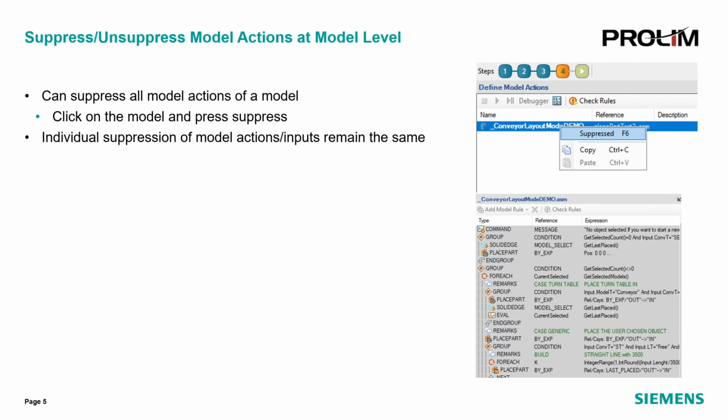Next, we have the option to suppress and unsuppress the model actions at the model level. As you can see from the screenshot attached here, if you select the conveyor layout mode demo, it gives you an option to suppress all the model actions at the same time. In the previous version, you were able to do it individually for each model action, but now you can suppress all the model actions at the same time. The option for individual suppression of the model action and input fields still remains the same.